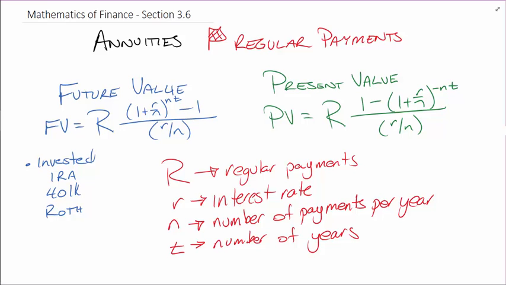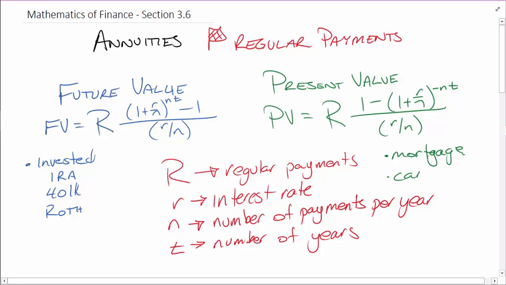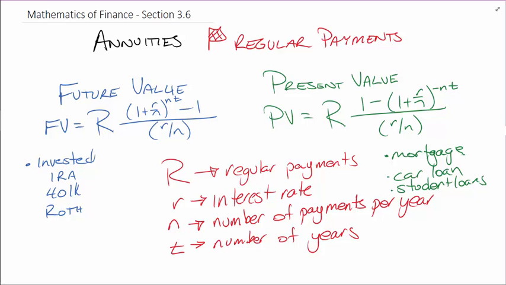Present value will be things like a mortgage payment, a car loan, student loans. For all of these, I currently have a value, a present value. Now it's a negative for me. I have a value that I owe the bank. I have a value that I owe the dealership. I have a value that I owe the government back for my student loans. There's a present value to my account that I would like to pay down to zero. Whereas future value, I'm going to start at a zero value and hopefully pay that up to be a larger future value. Let's look at a couple examples.